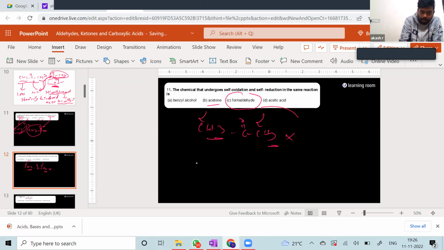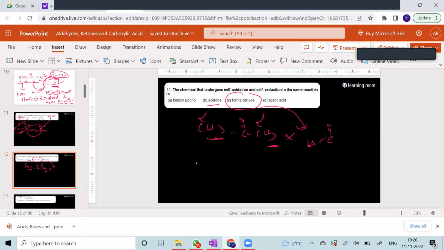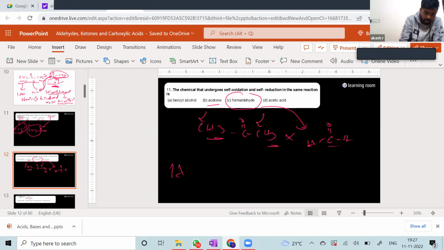Obviously, what is going to be the answer? Formaldehyde. H, C double bond O and an H, which doesn't have any alpha. First of all, it doesn't have any alpha carbon also. So definitely it doesn't have any alpha hydrogen. So if it undergoes self-oxidation, self-reduction, it is going to give me HCOO minus Na plus. And what is the other product? Self-reduction. Methanol. Exactly. CH3OH will be formed. Okay. So if I give you the reaction, HCHO on reaction with NaOH is going to give me HCOO minus Na plus and CH3OH.